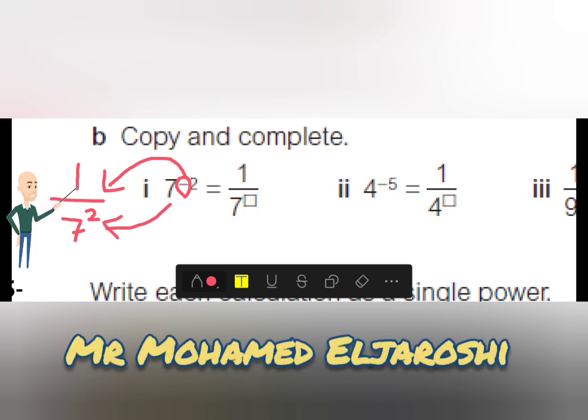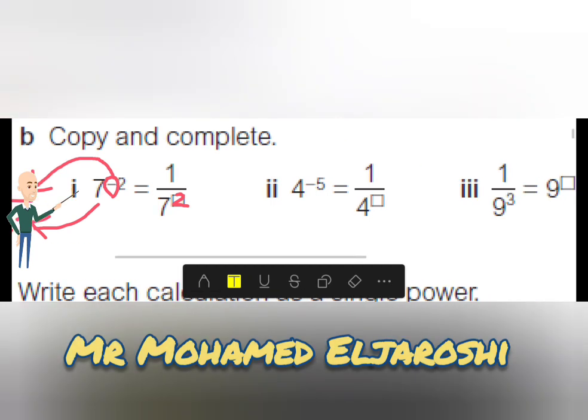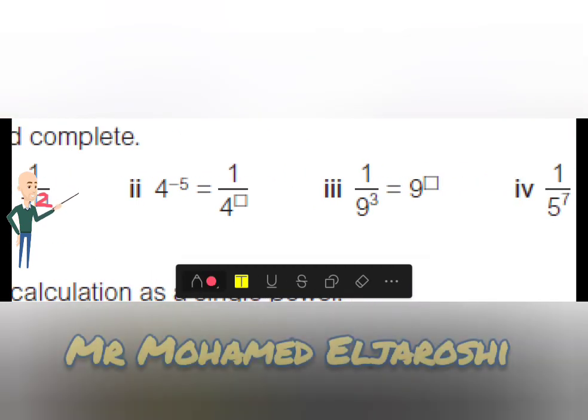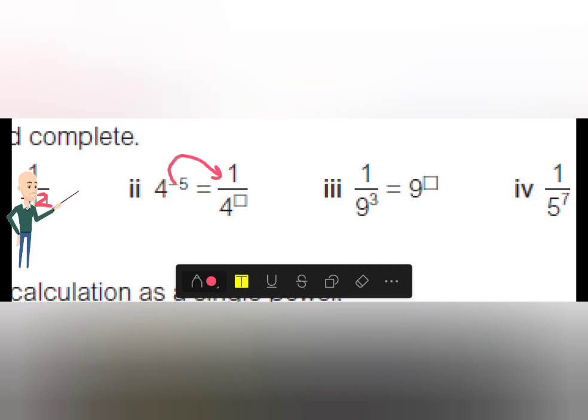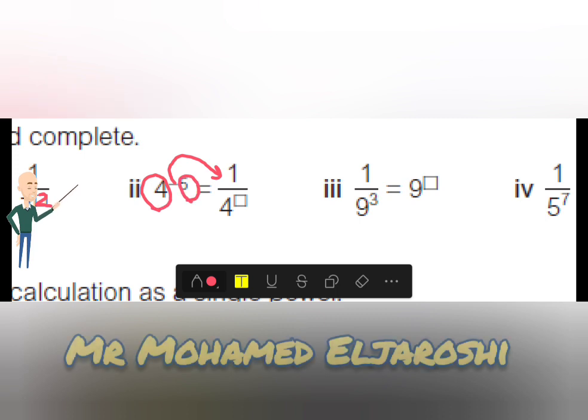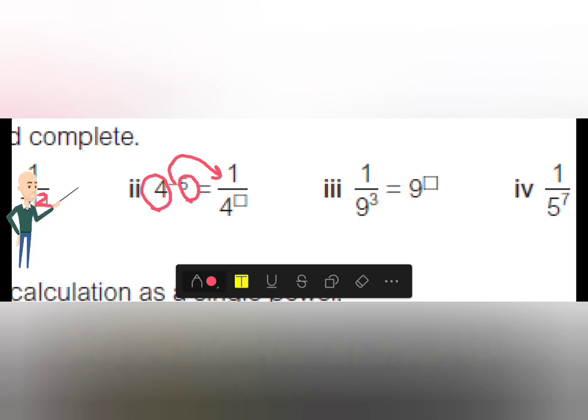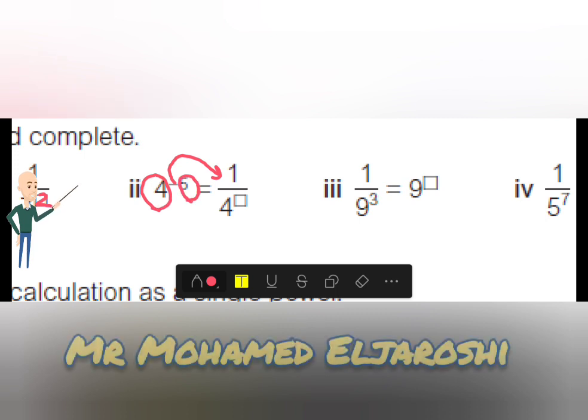So let's complete these questions using the same idea. So here we have power of 2, as we said. Good. Now the next one, let's take a look. We have 4 power of negative 5. So the negative means what? Means 1 divided by. And then what did we leave? We left the 4 and the power of 5. So we write it here. So it's going to be 4 power of 5.